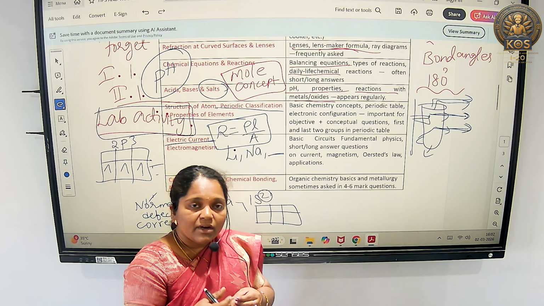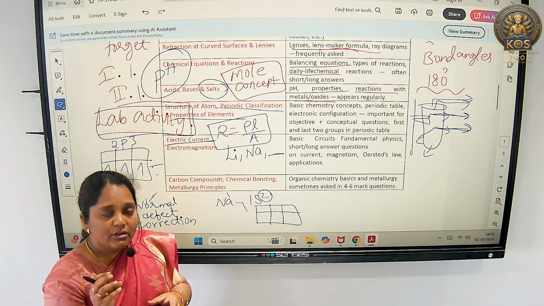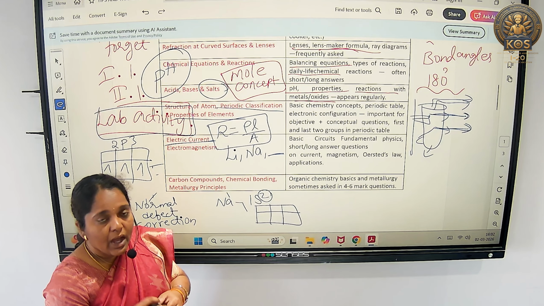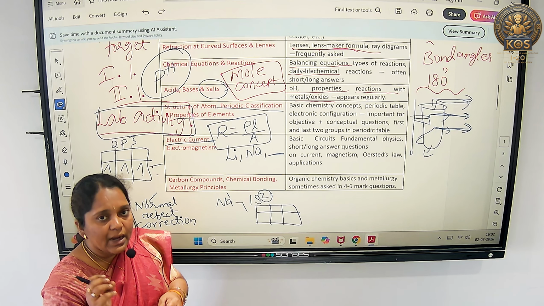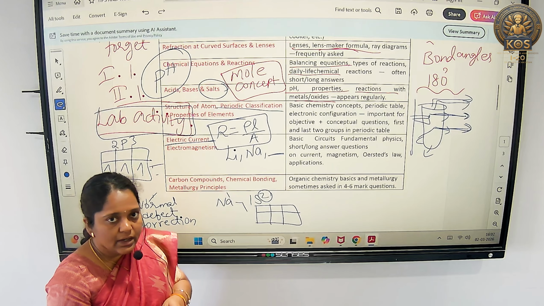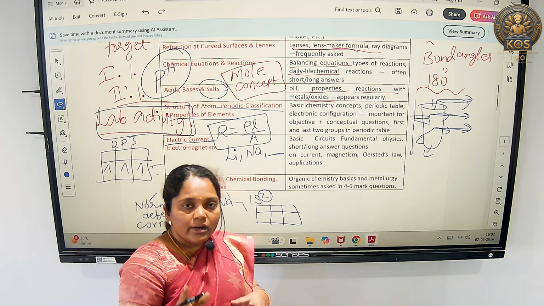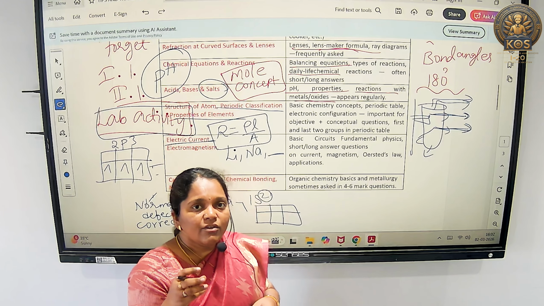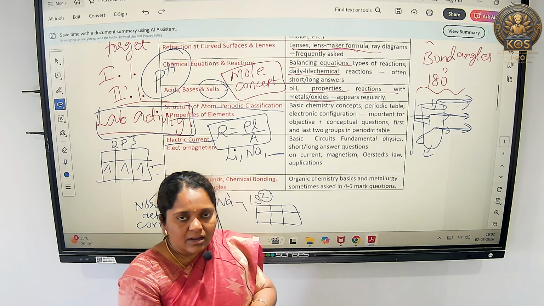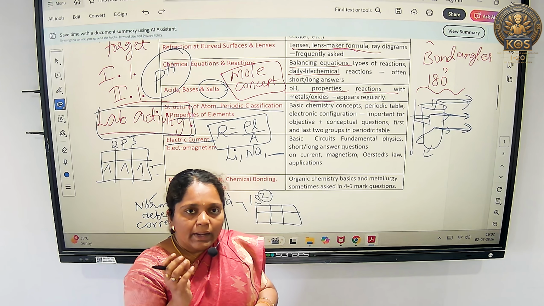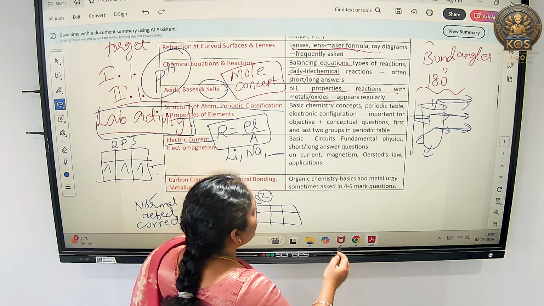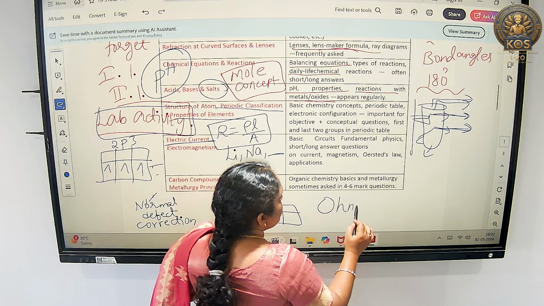Now coming to the next topics, we have high insulating materials. High insulating materials and their resisting power are given in the textbook. Not the total table, but there are a few materials which are very, very important, like tungsten and nichrome. So remember them. And the most important thing is Ohm's law.